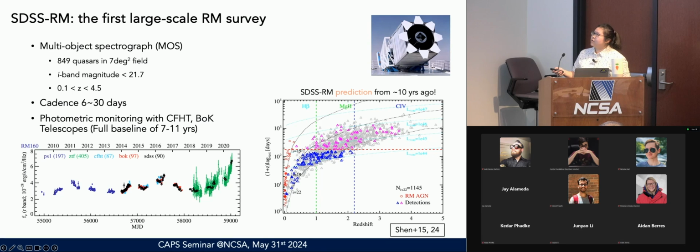On the right here, I'm showing the redshift versus expected lag from the SDSS-RM prediction from almost 10 years ago. This is a paper from 2015. The red points here show the RM AGN prior to SDSS-RM, and the prediction is in blue and magenta. We're trying to get all these new RM masses up to redshift 4-ish, and multiply the number of RM AGN we have.